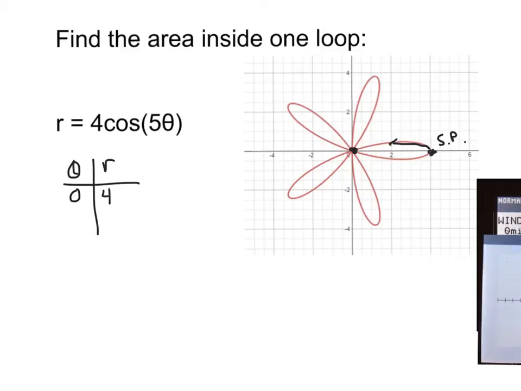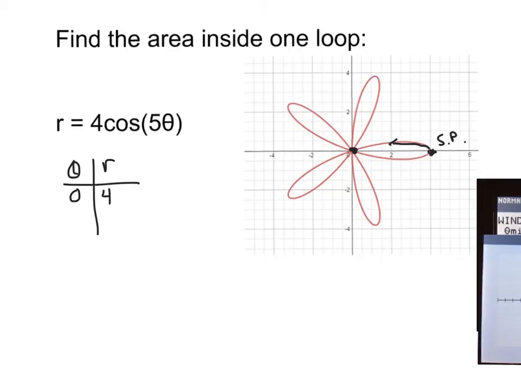I want to know when it equals 0. You could do that, and then you could even integrate from 0 to that point. And if you did that, then you'd double it and you'd have one petal. Another way to do it is to figure out what would make the entire shape. And you can see off to the side here, I've done that.